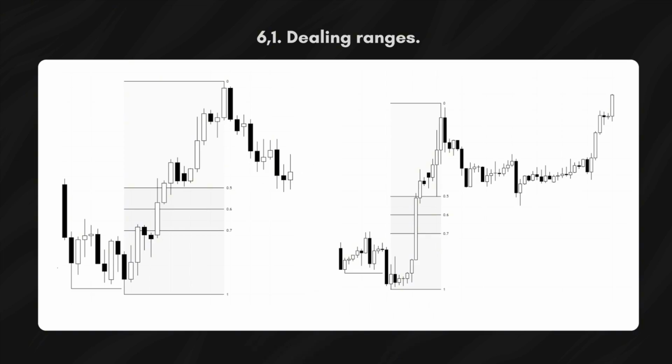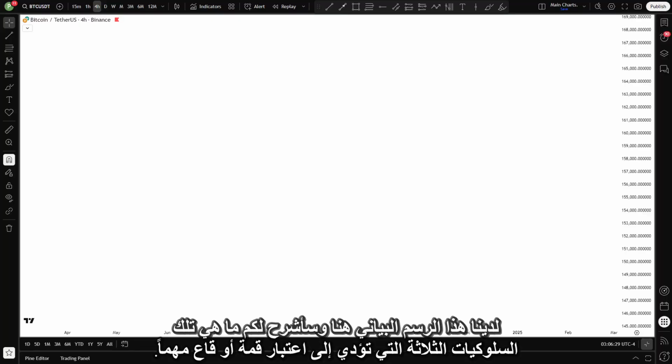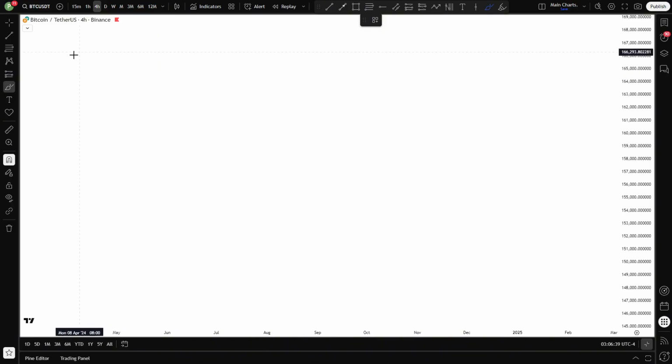Okay, so we've got this chart right here, and I'll explain to you what those three behaviors are that lead to a high or a low being considered a significant one.